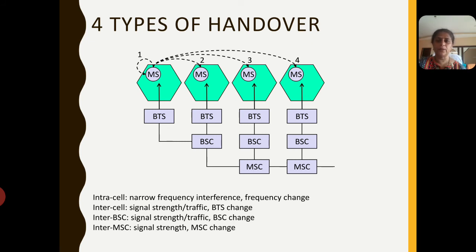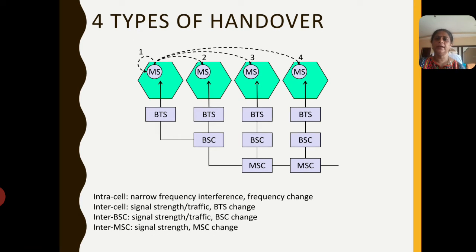And the fourth handover takes place between two different cells of two different MSCs, and both the MSCs take care of the handover procedure.